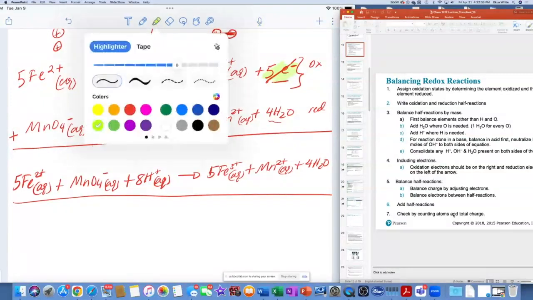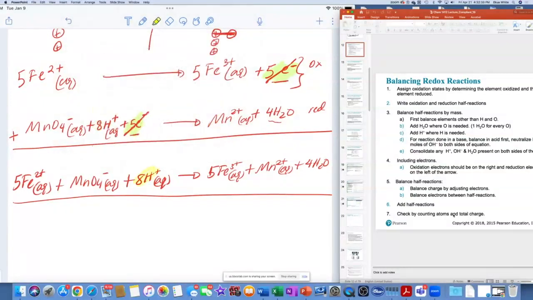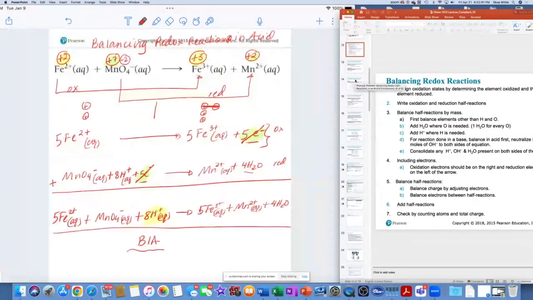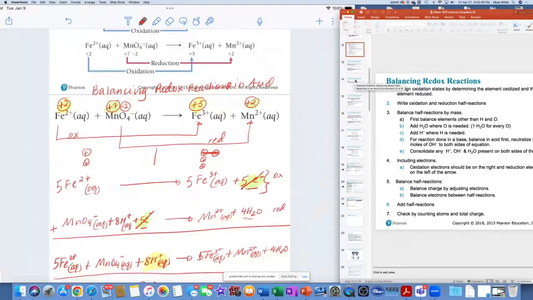How can I tell it's in acid, not in base? Because you see an 8H+ here. H+ tells you it is balanced in acid, BIA. That's just the thing I came up with. But it's balanced in acid. So we have done what the assignment asked, which was balance the redox reaction in acid.